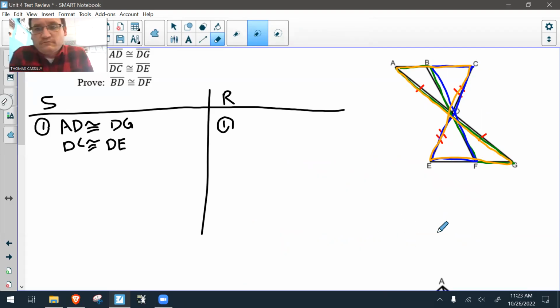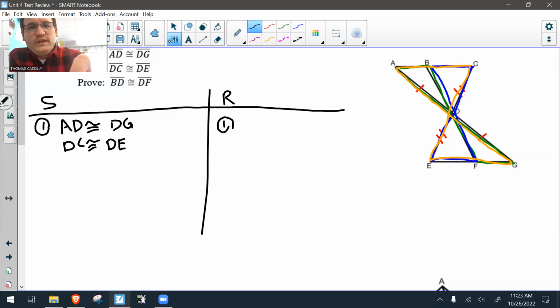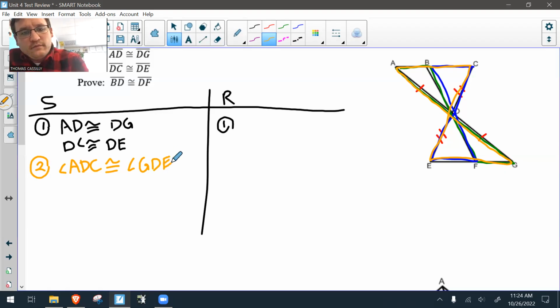Now, from here, we said we're going to focus on the orange one. The only thing we need to mention about the orange one is that we have those vertical angles. So those big vertical angles are angle ADC. So angle ADC is going to be congruent to angle GDE. How do we know that? We know those are vertical angles. I'm going to abbreviate. Those are vertical angles. So if you guys are watching this on mute, you're going to have a bad time.